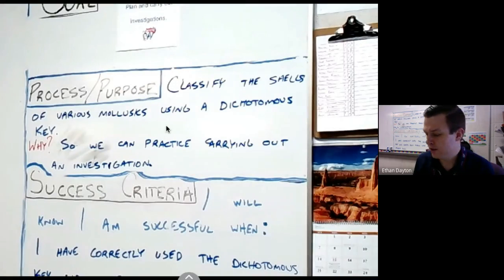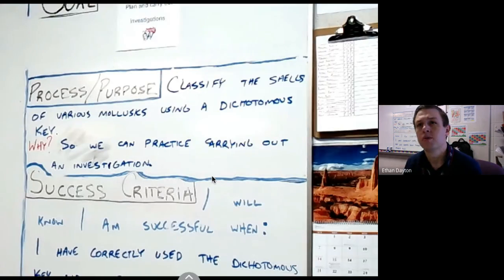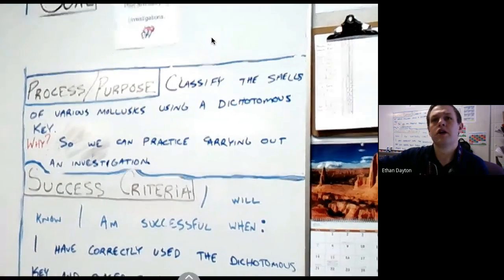We have had some experience using a dichotomous key a little bit earlier in the year with bacteria. Now we're going to use it with shells, specifically mollusk shells. Why? That's our purpose, so we can practice carrying out an investigation. That's a skill that is necessary in science and engineering practices. Carrying out an investigation is what we are doing today.